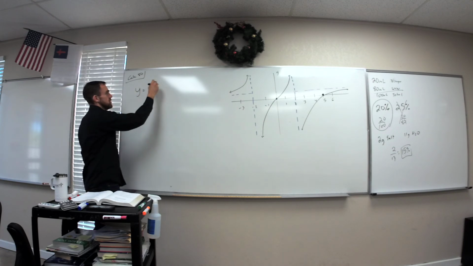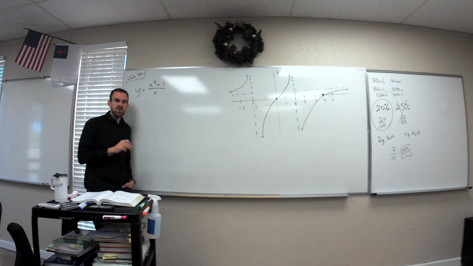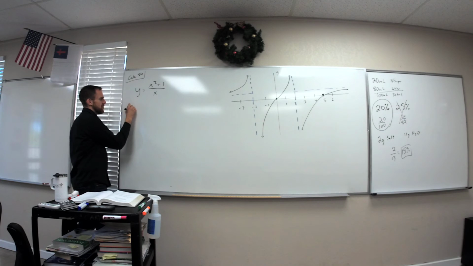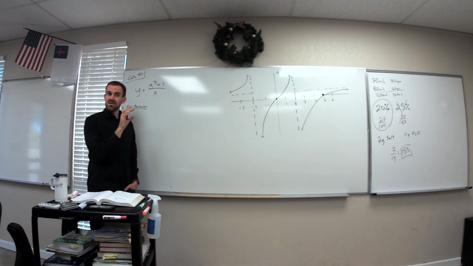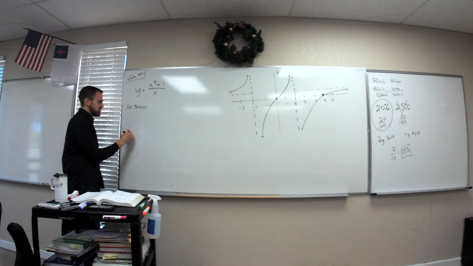X squared plus 1 over x. Okay, so 3 things. We have to do end behavior, which could be our horizontal asymptotes or our slant asymptotes. We don't know yet. We have to find zeros, and then we need vertical asymptotes.